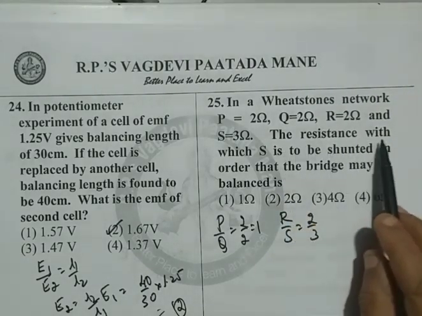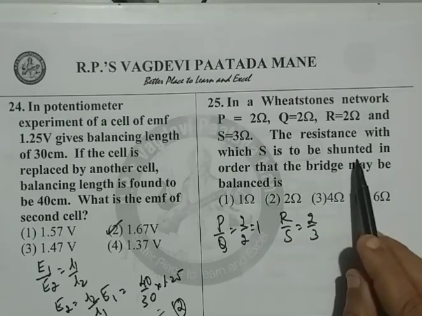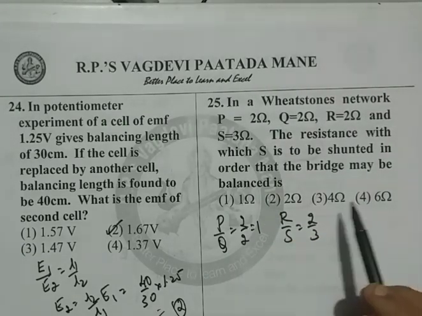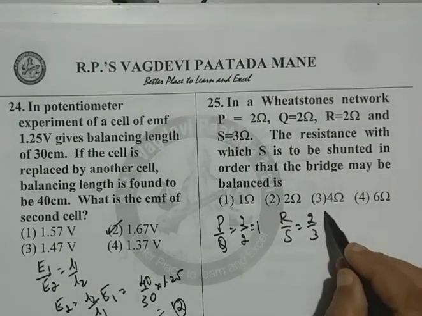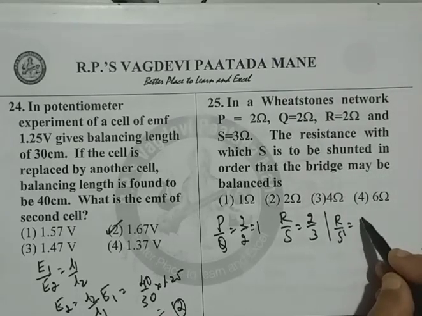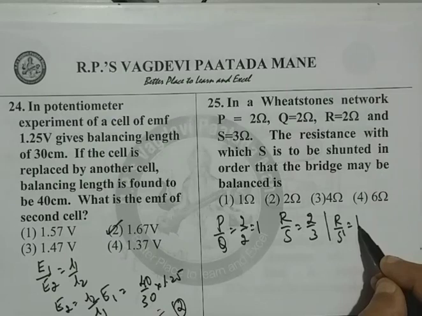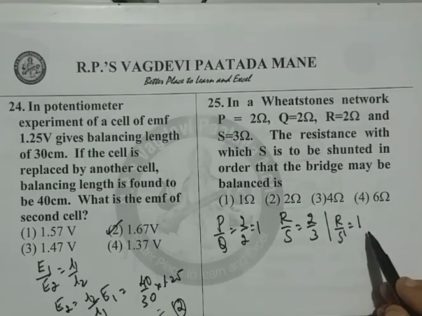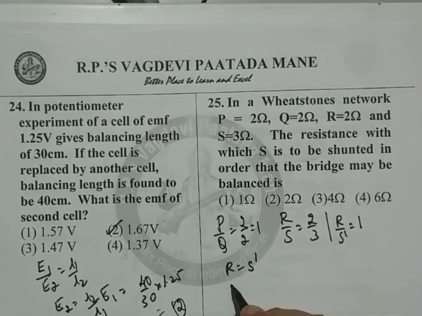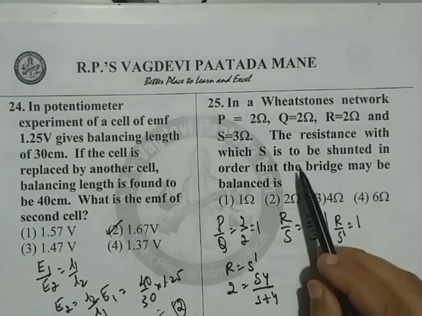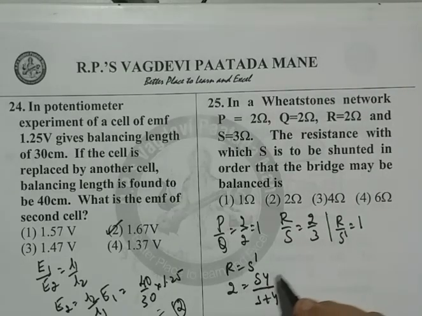Next we read the sentence. The resistance with which S is to be shunted. Shunted means parallel connected. In order that the bridge may be balanced, for that I write R by S dash equals 1. As P by Q is 1, R by S dash has to be 1, so that we get balance. Therefore, R should be S dash. So, R is 2. S dash can be written as S into Y by S plus Y, where Y is the resistance to be shunted along with the S to get the balance.